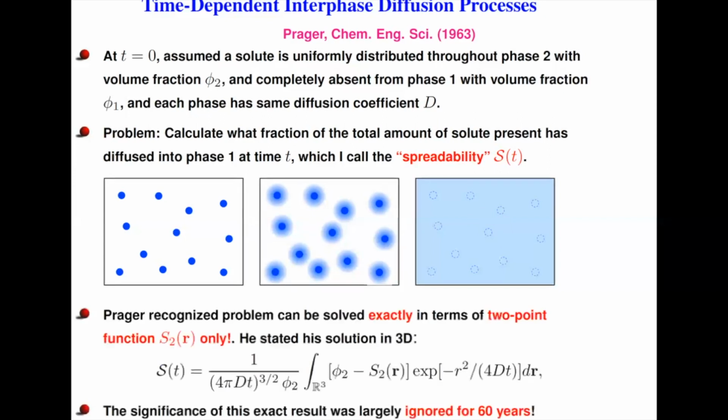Okay, now Prager recognized the problem can be solved exactly just in terms of the 2-point probability function that I mentioned to you earlier. And he wrote his solution down in 3D. Now, this is very, very interesting because there are very few two-phase media problems where everything is determined entirely by 2-point statistics. And as I said, the significance of this result was largely ignored for 60 years.